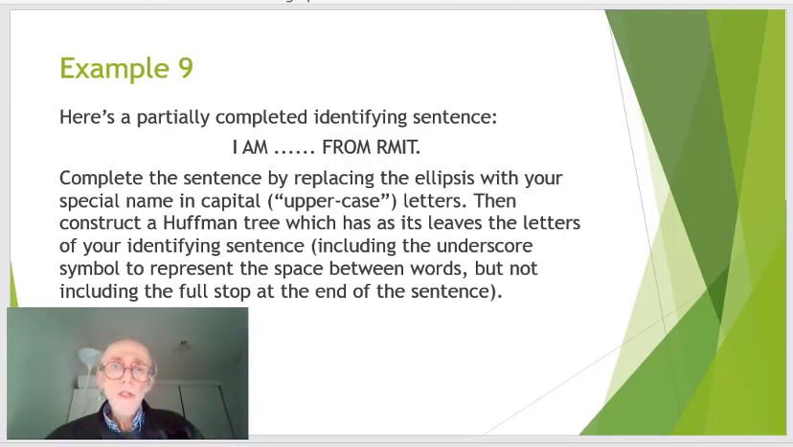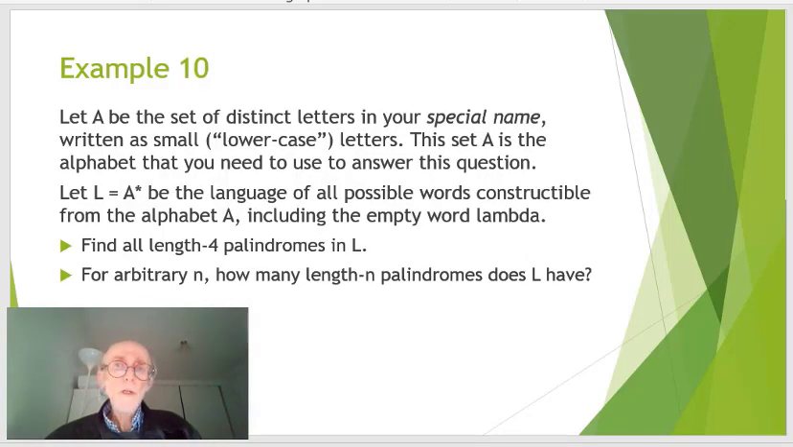Then they had to insert that in a partially completed sentence to get something like, I am someone from RMIT, and use that sentence to construct a Huffman tree, then a Huffman code, and then to encode the sentence. They also had to use their special name to create an alphabet and use that alphabet to create palindromes of various lengths, or to work out how many palindromes of a specific length there might be.